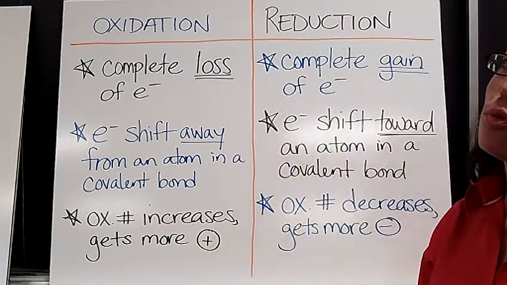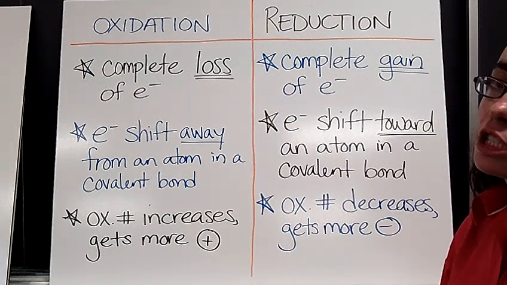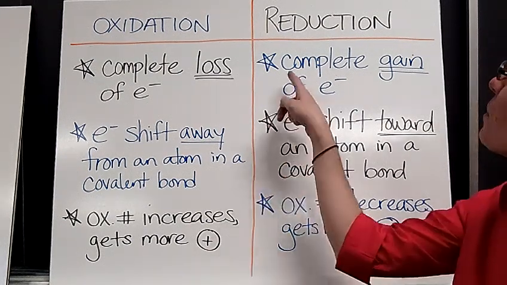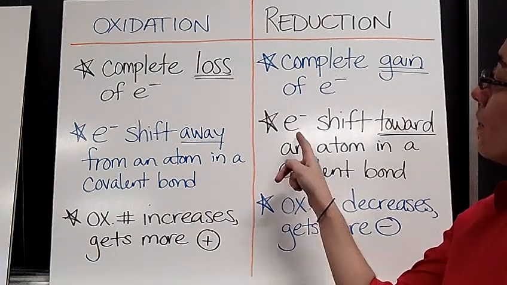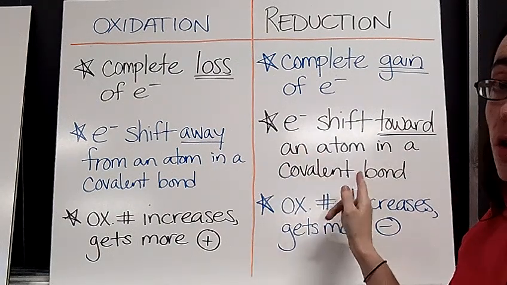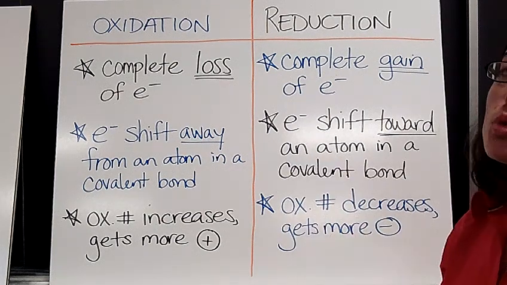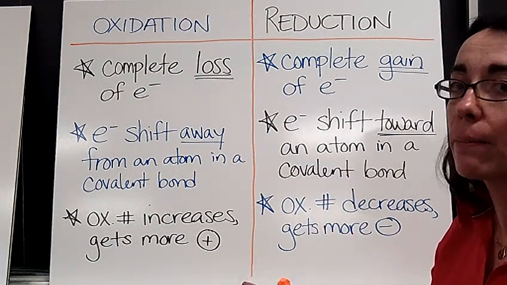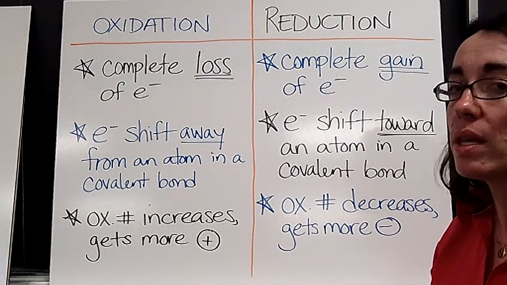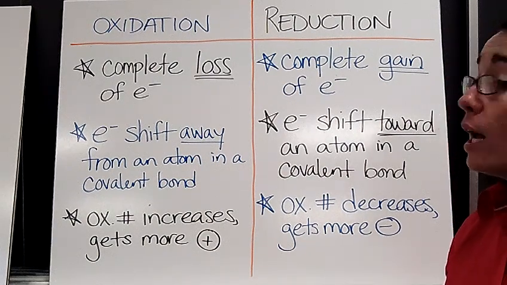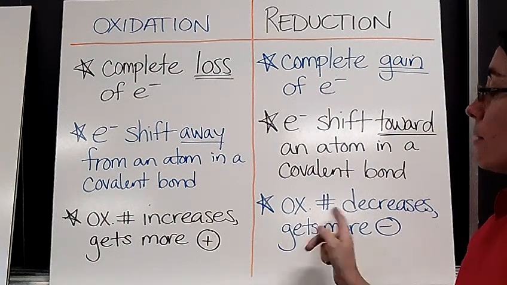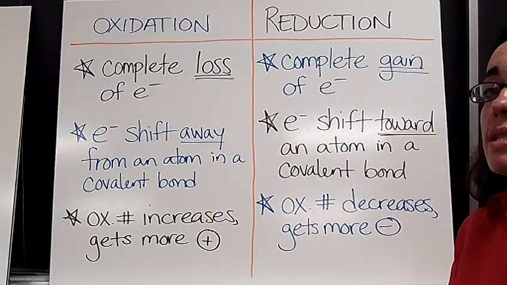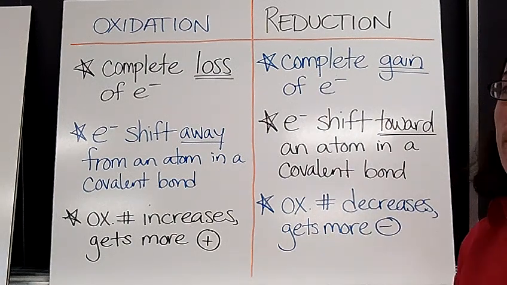Then we come over here, reduction, or grrr. We have the complete gain of electrons. Another way we could say that, talking about covalent molecules, is that electrons will shift towards that particle or that element within the covalent bond. Because we are gaining a negative charge in this case, that means that the oxidation number is going to decrease or get more negative.